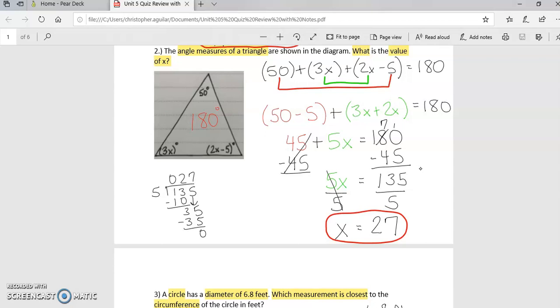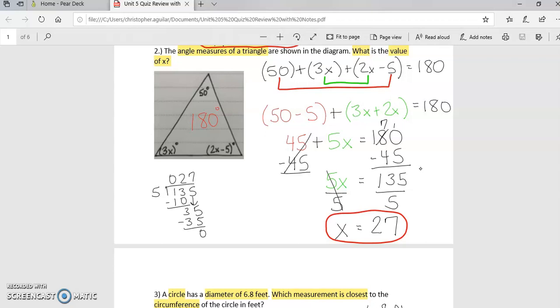But 50 plus 3x plus 2x minus 5 should give me 180 degrees in total. You see this red line here that's connecting the basic numbers to other basic numbers. It's a 50 right here and then a minus 5 right there. And then the green line connects like terms of the x variable. So this one is 3x. There's a 2x over there, so I have to combine like terms here.